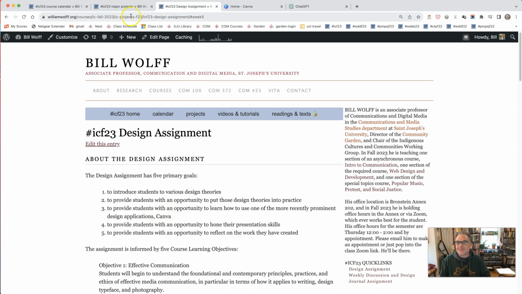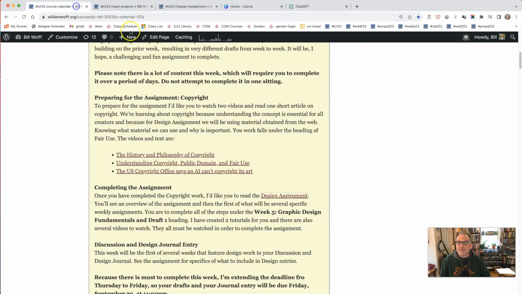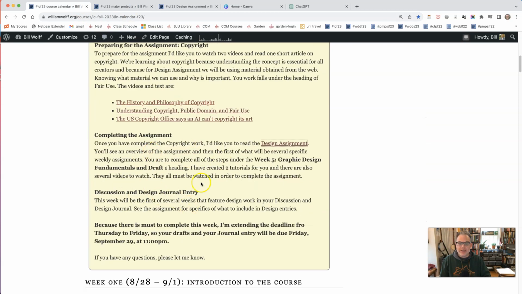you create. Now, the next step for the week, once you've completed this work, is to complete the entry for your discussion and design journal. This is going to be the first of several weeks where, instead of discussions and the discussion entries like we've been having based on the readings, we are going to have design entries. So please see the discussion and design journal assignment. I will have a link for you. I have to add that so that you can see what the specifics are.